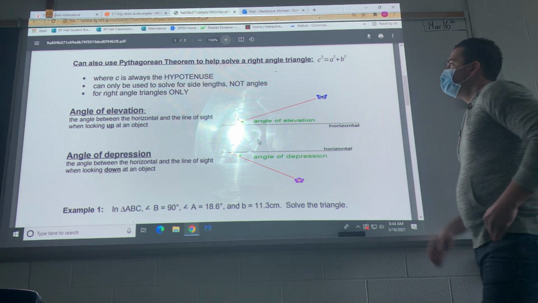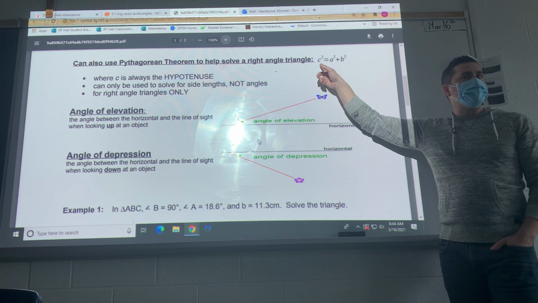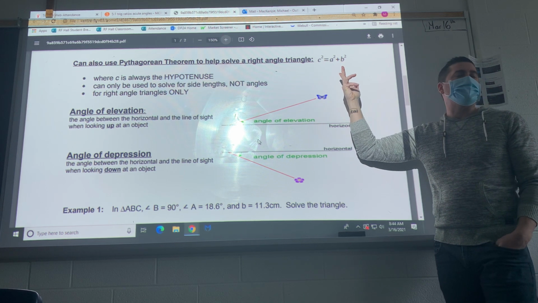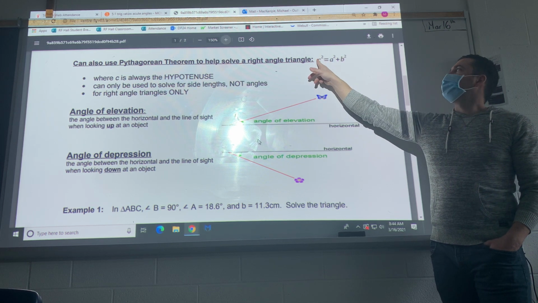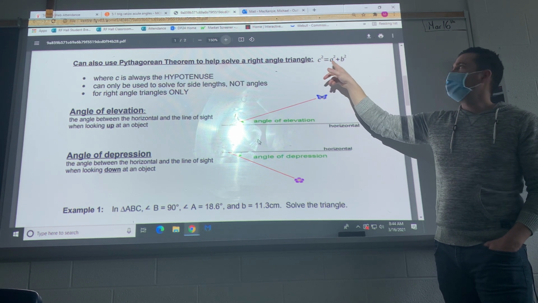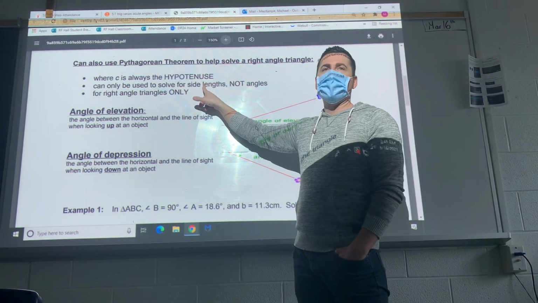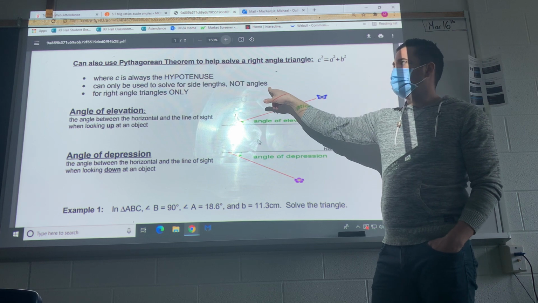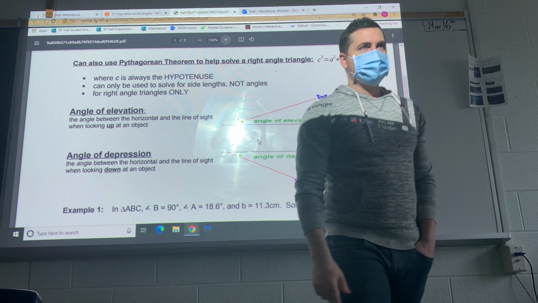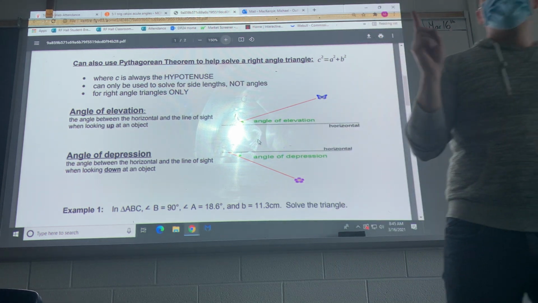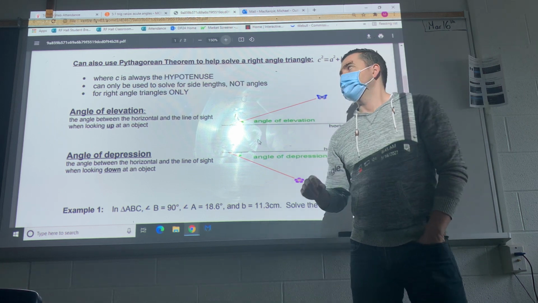Okay, so remember the Pythagorean theorem. C is your hypotenuse, and A and B are the other two sides. It doesn't matter which one is which. Often I do this as my base, but remember C is your longest side, the hypotenuse, and A or B are the other two sides. Again, this can only be used for side lengths and not angles, and for right-angled triangles only. So SOHCAHTOA and the Pythagorean theorem can only be used for right-angled triangles.